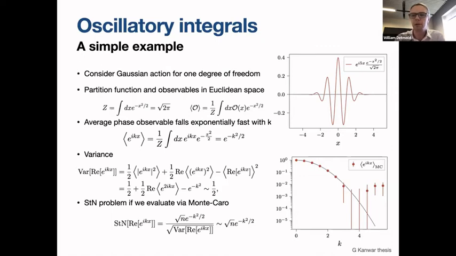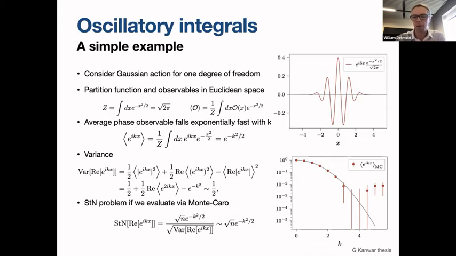So this is a plot. The top is the plot of the integrand for our observable for k equals 5, and then the bottom corresponds to a Monte Carlo calculation of this integral, for various different values of k. And as you can see, as you go to large k, you get very large uncertainties. In fact, you see deviations from the exact value, which is the black line shown here.